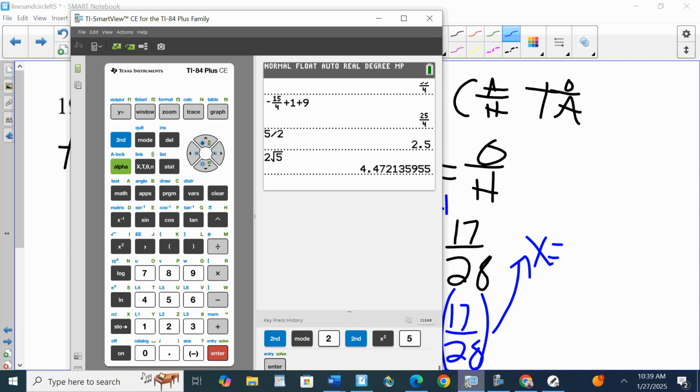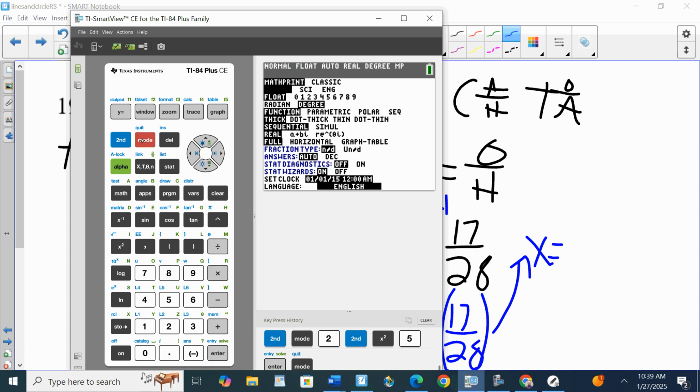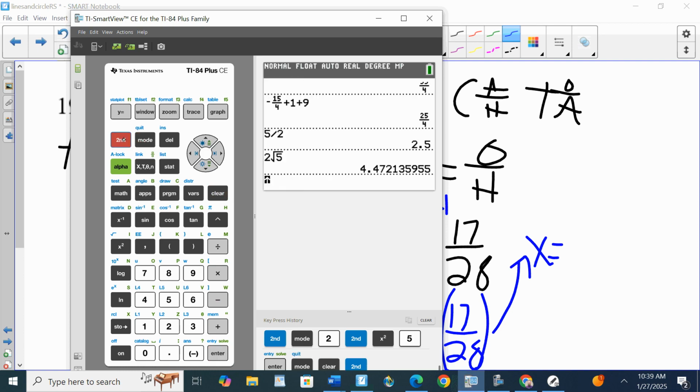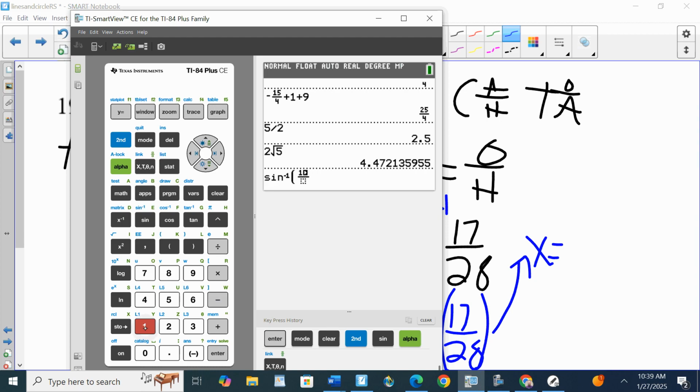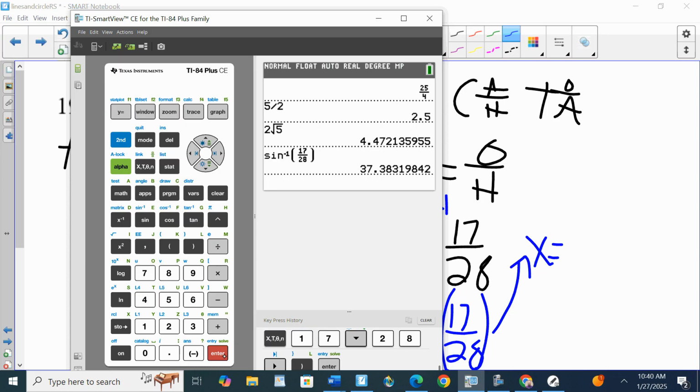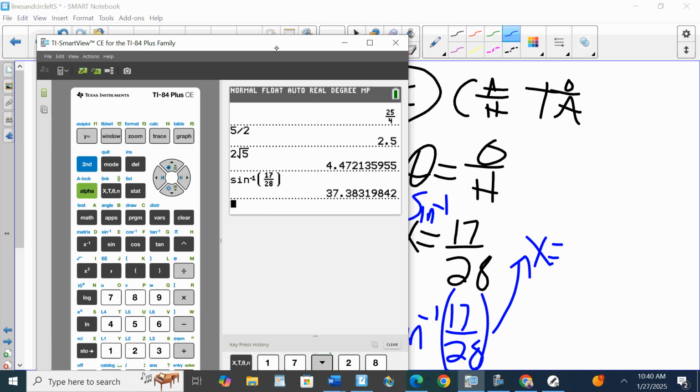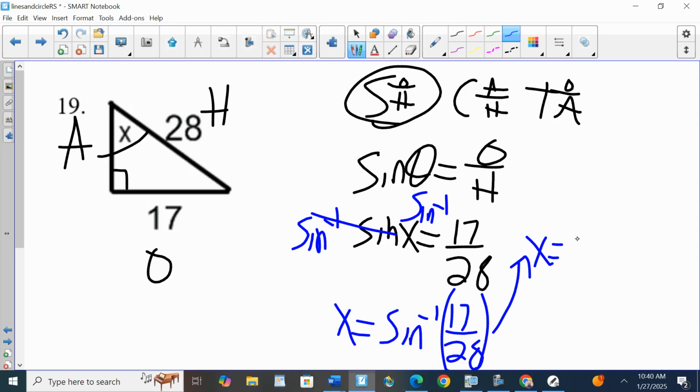I go to my calculator. I make sure I'm in degree mode. And I do inverse sine of 17 over 28. And to the nearest tenth, 37.4. If I said this around to something different, I apologize.